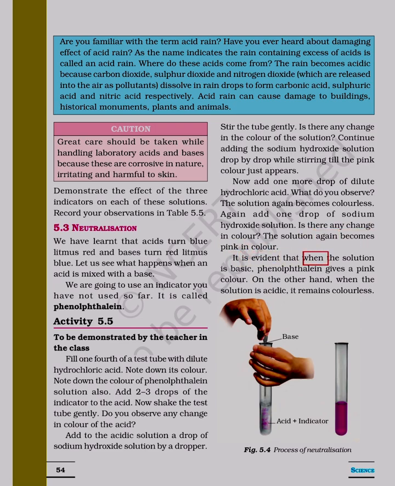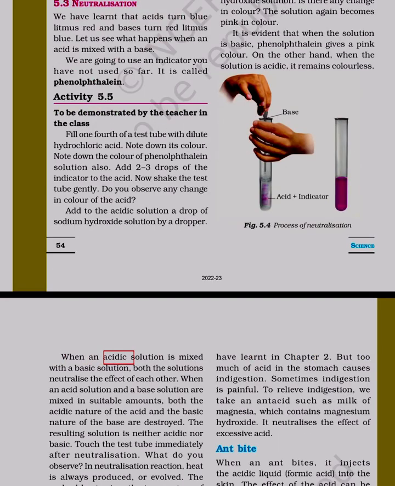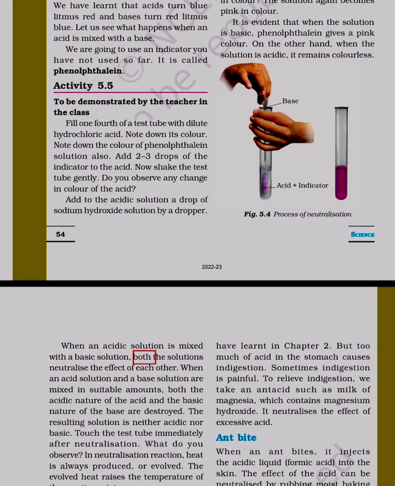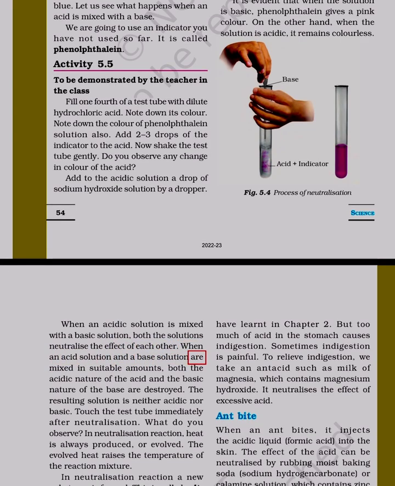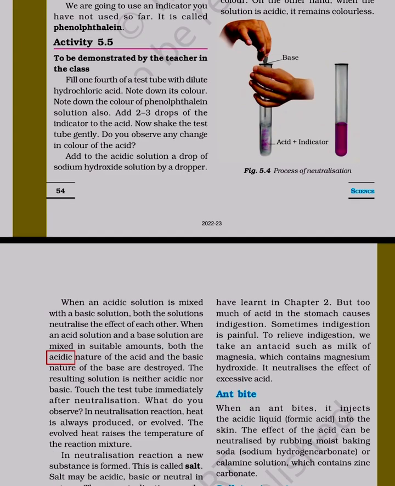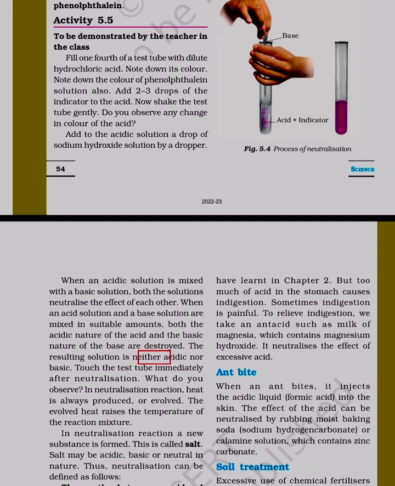It is evident that when the solution is basic, phenolphthalein gives a pink color. On the other hand, when the solution is acidic, it remains colorless. Base. Acid plus indicator. Figure 5.4 Process of neutralization. When an acidic solution is mixed with a basic solution, both the solutions neutralize the effect of each other. When an acid solution and a base solution are mixed in suitable amounts, both the acidic nature of the acid and the basic nature of the base are destroyed. The resulting solution is neither acidic nor basic.